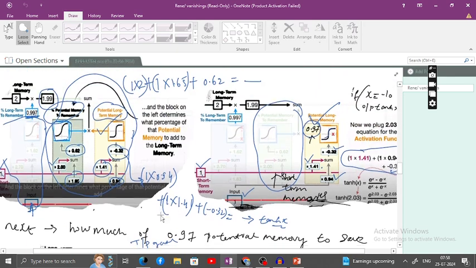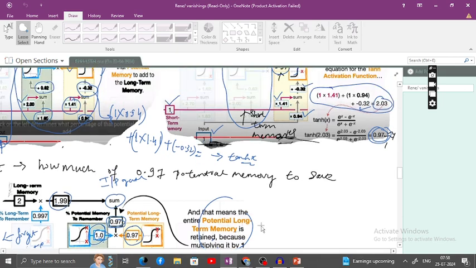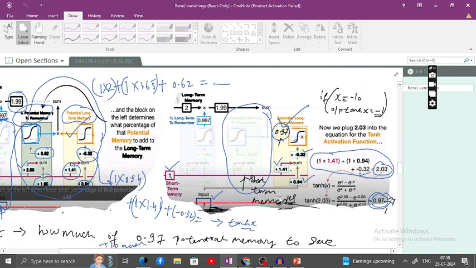See what is happening here. Look at this board. 1 into 1.4, then 1 into 0.94, and minus, this is the bias. Bias can be positive, bias can be negative. So 2.03 passed inside the tanh hyperbolic function, you will get 0.97.